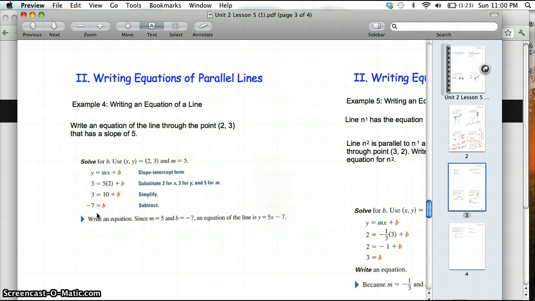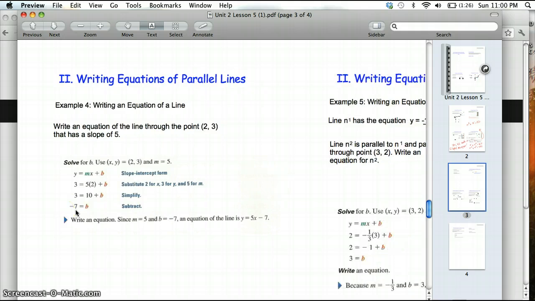So now we have everything we need to write our equation. Now again, remember our equation is y equals mx plus b. So we can go ahead and write this. y equals 5x minus 7, because we knew our m, which is 5, x plus b. We solved for b, which is a negative 7.